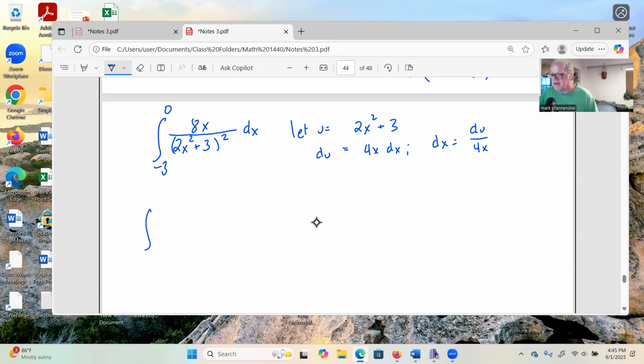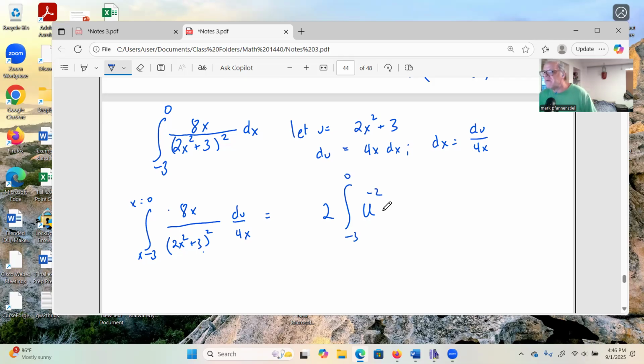So we have -3 to 0. Remember, these are x's. Okay, I've got my 8x over 2x squared plus 3 squared. We're going to handle this in just a moment. Times my dx. But what was dx? Dx was du over 4x. There's some stuff that's going to cancel. So this is going to be 2, right? 8 over 4 is 2. Integral. This is 2x squared plus 3 is u. So we have u to the -2 here. And we went from -3 to 0.